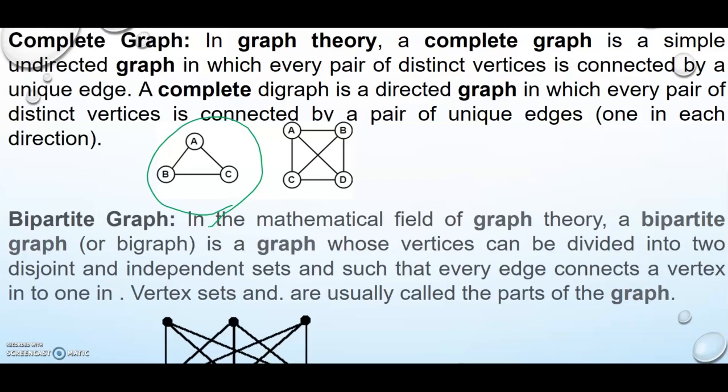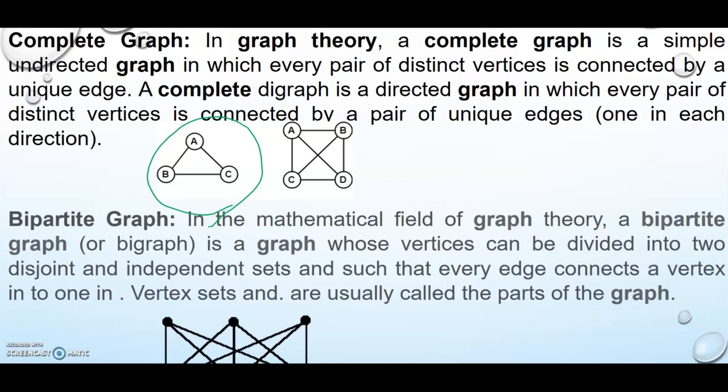Vertex sets are usually called the paths of the graph. If you split this graph, then it is also a different graph. That is called a bipartite graph. It is divided into two disjoint and independent sets.